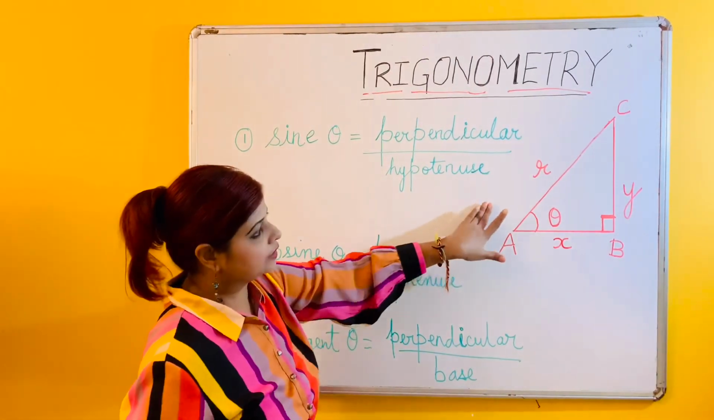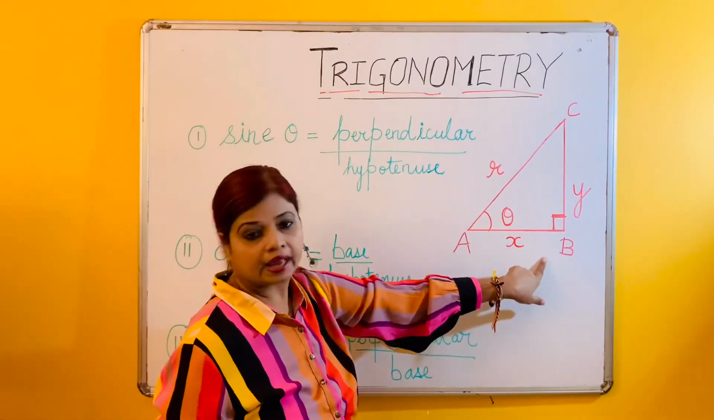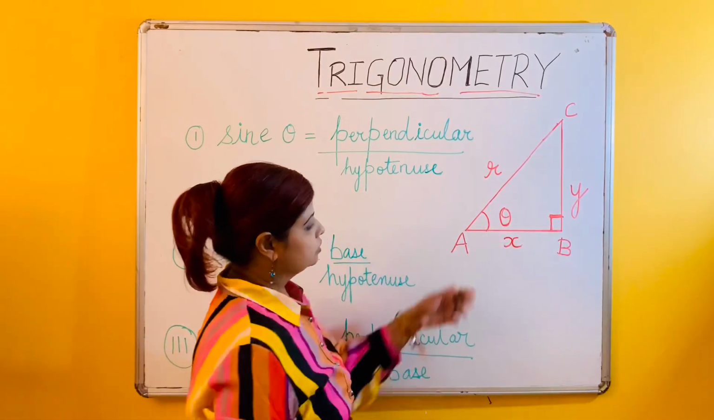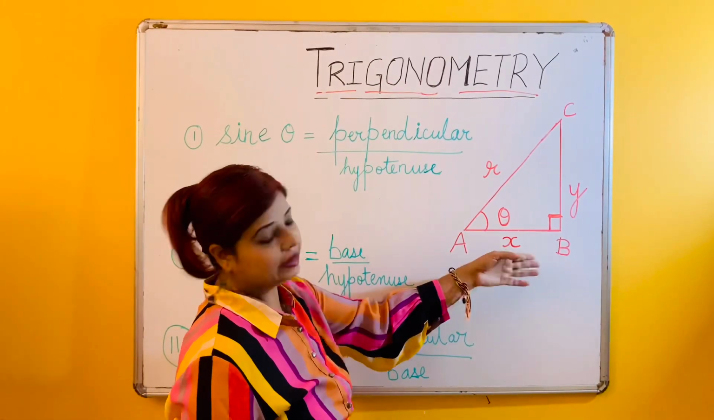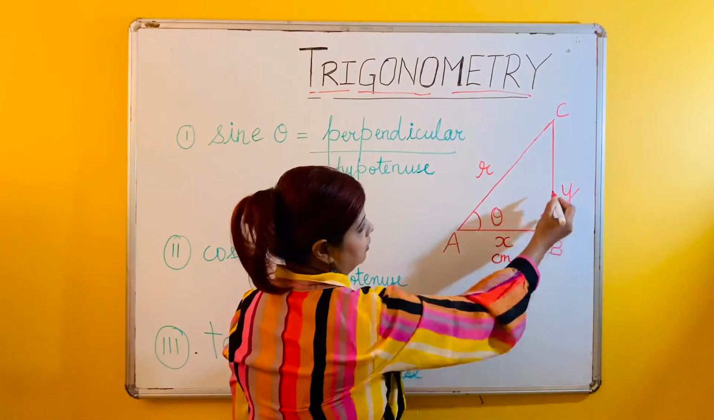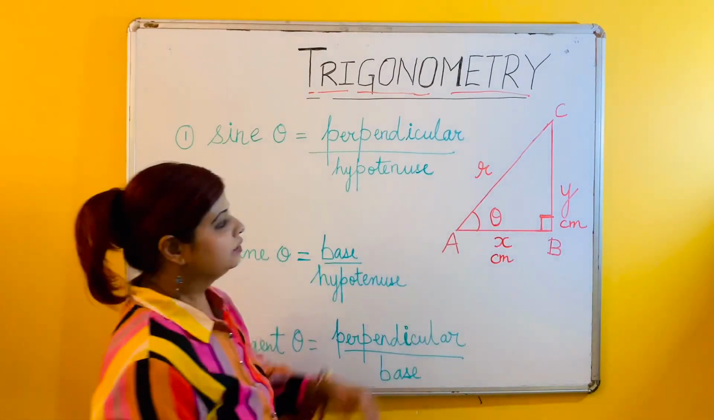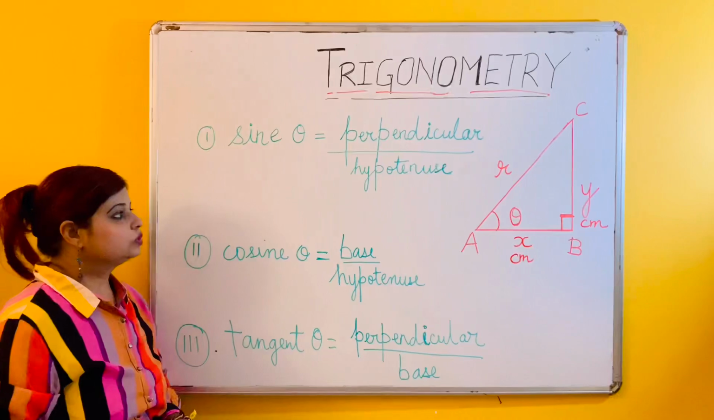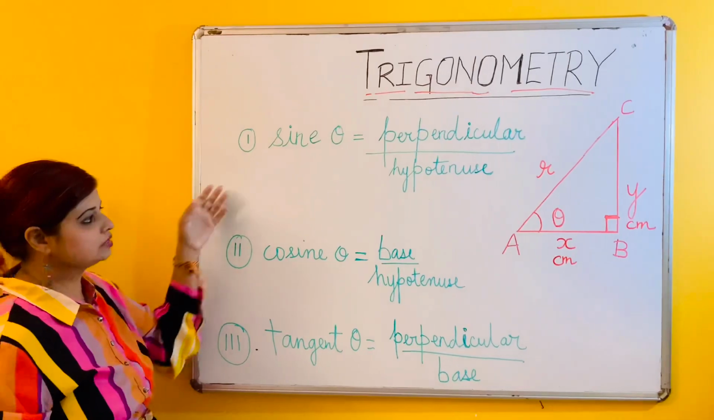Now in this figure, you can see a right angle triangle ABC, and the right angle is at angle B. We have described the three sides here. AB is the base, and it equals x, x units of measurement, let's say centimeter. Then this is the perpendicular, it measures y centimeter, and r is the hypotenuse, which is the largest side of a right angle triangle. Based on a right angle triangle, these are the three ratios we first need to understand.